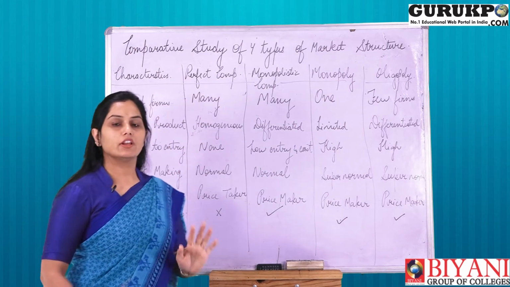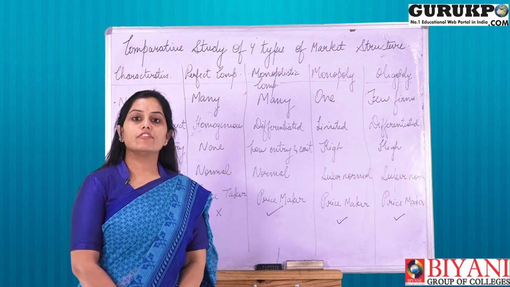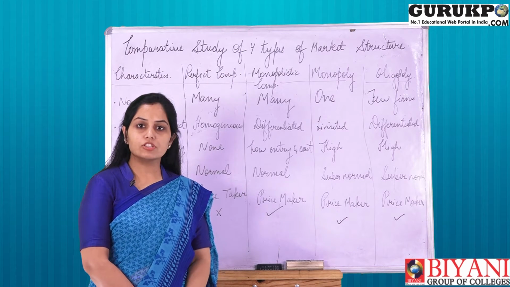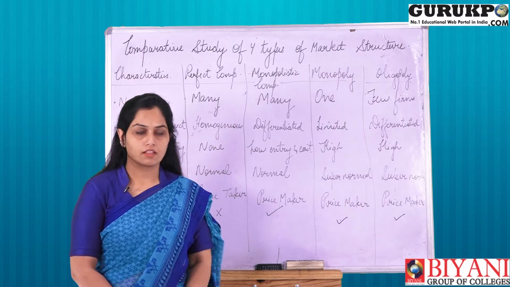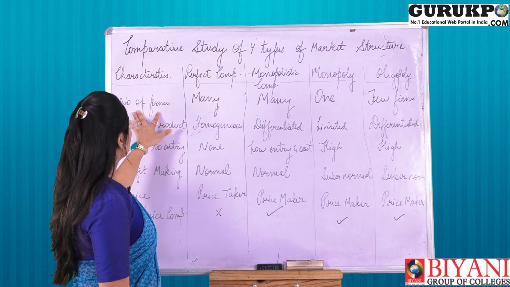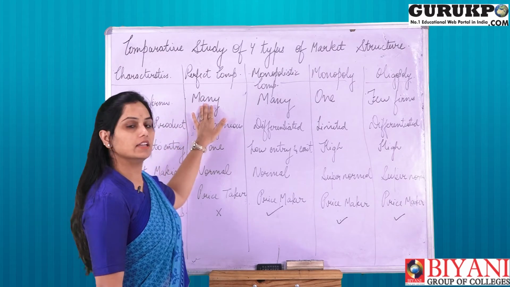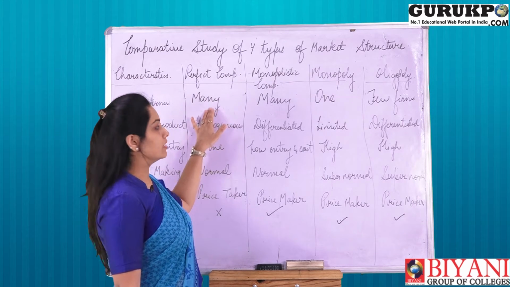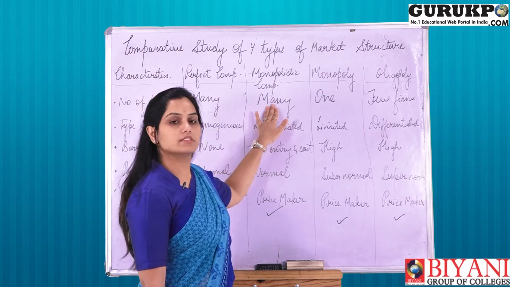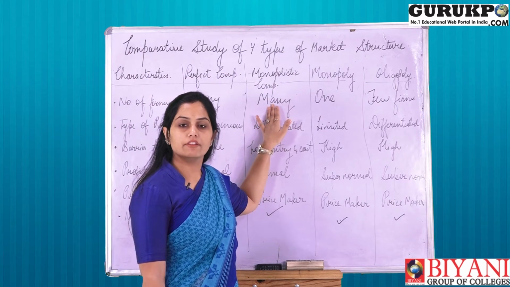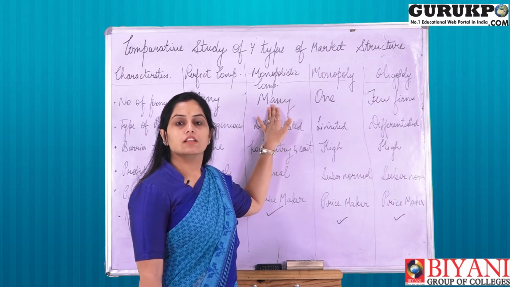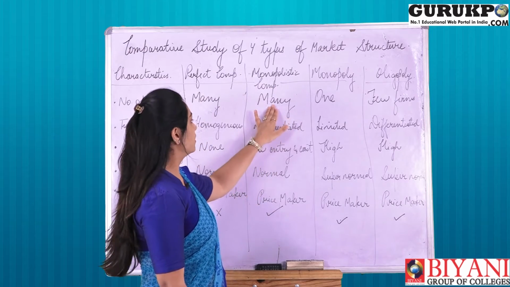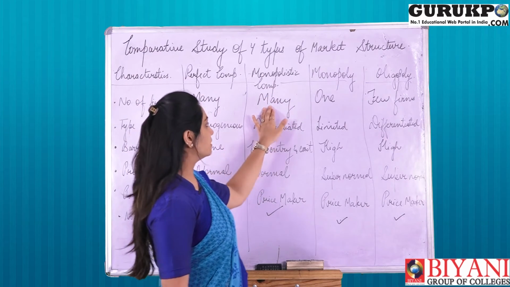Perfect competition. First of all, I will tell you what is perfect competition. Perfect competition is a market situation where there are a large number of buyers and sellers selling homogeneous product at identical prices. So in perfect competition the number of firms is many. There are a large number of buyers and sellers involved. In monopolistic competition, it is a market situation in which there are a large number of buyers and sellers selling differentiated product at different prices. So the number of firms is many in this.